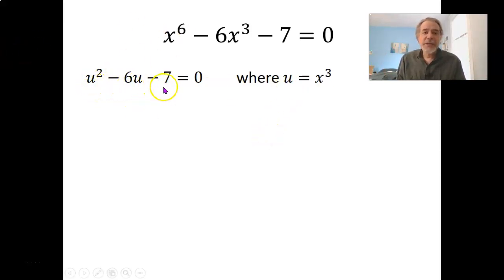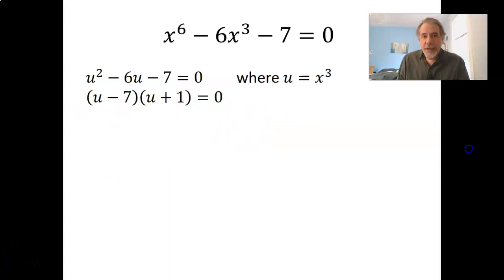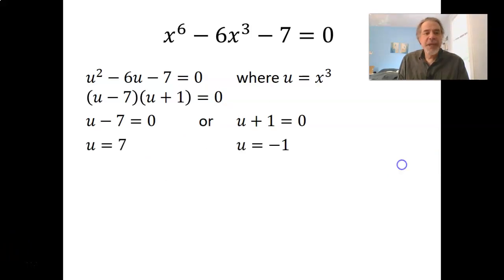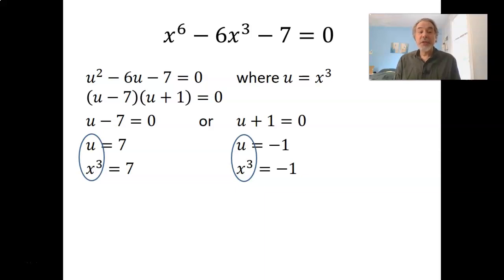Can you see how to factor this? It factors into u minus 7 times u plus 1 equals 0. So u minus 7 equals 0, or u plus 1 equals 0. So u equals 7, or u equals negative 1. And remember, the u stands for x cubed, so you better remember to unsubstitute. The u is really x cubed in disguise. So here's where we rip off the disguise and see that it's really x cubed that's equal to 7, or x cubed that's equal to negative 1.